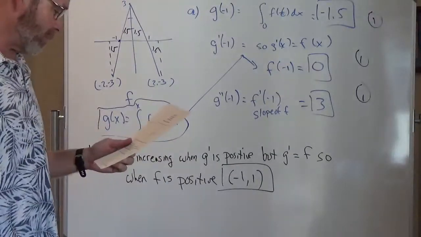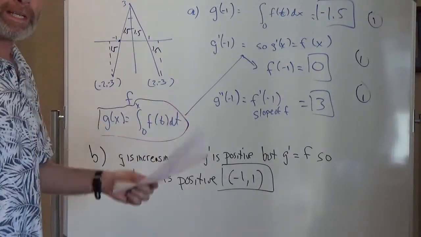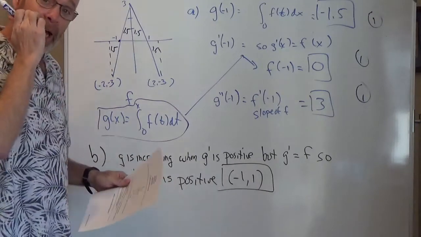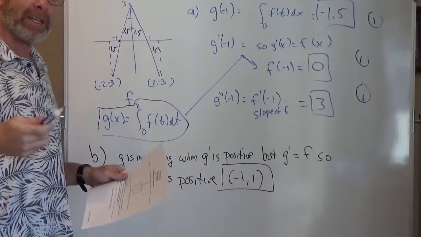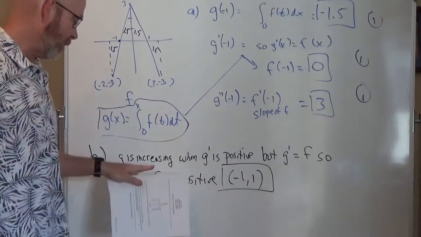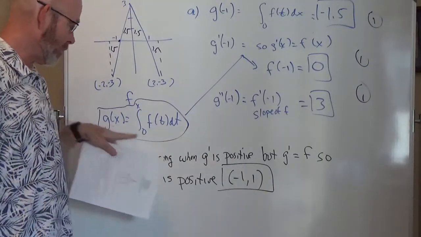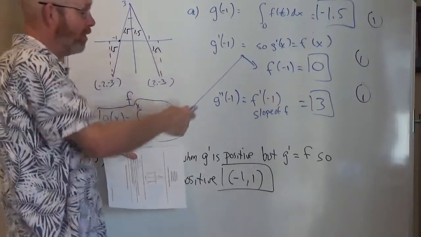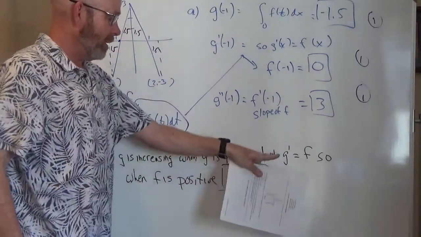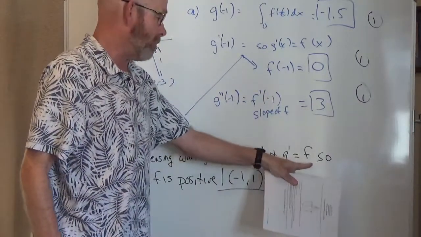Part B asks when the function is increasing. So I just think normal calculus, whenever someone tells me increasing, I'm looking for the derivative. So increasing means the derivative is positive. So this was g, remember? So the derivative of g we just did up here was f. So I just want to know when f is positive.